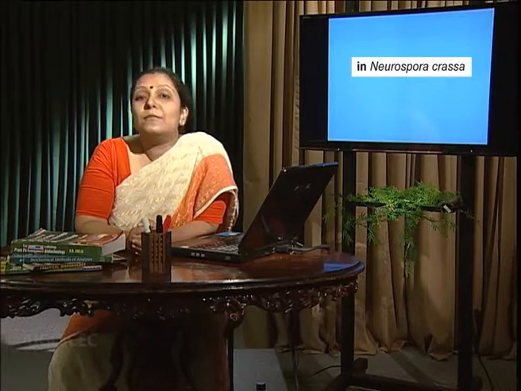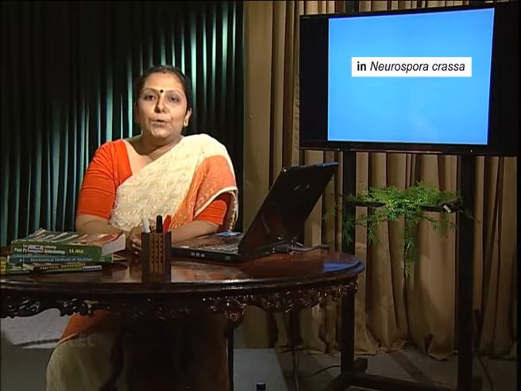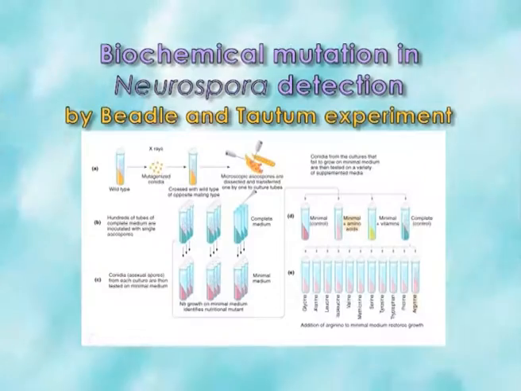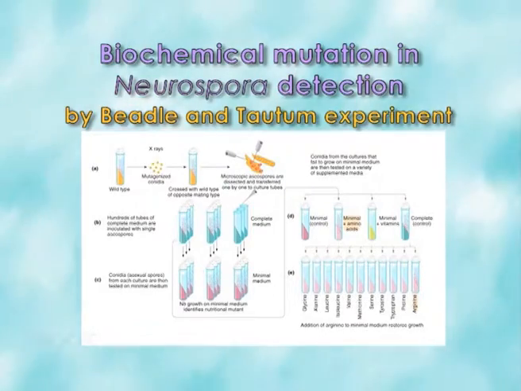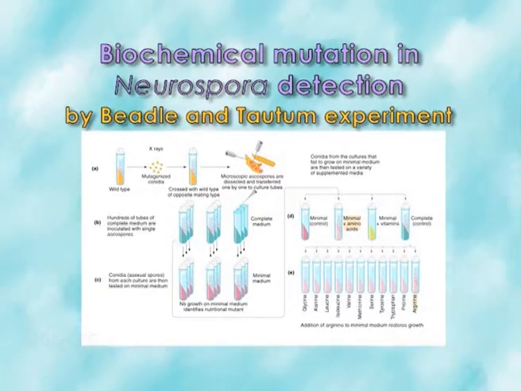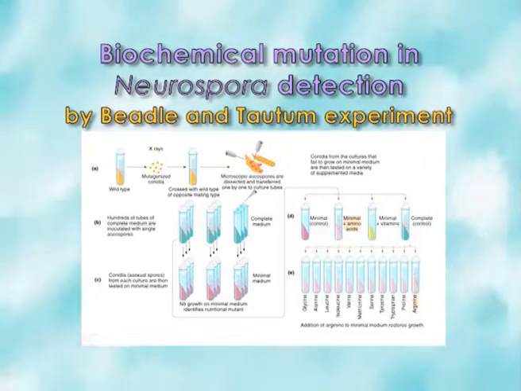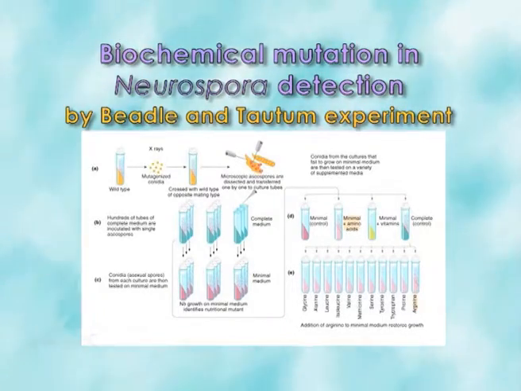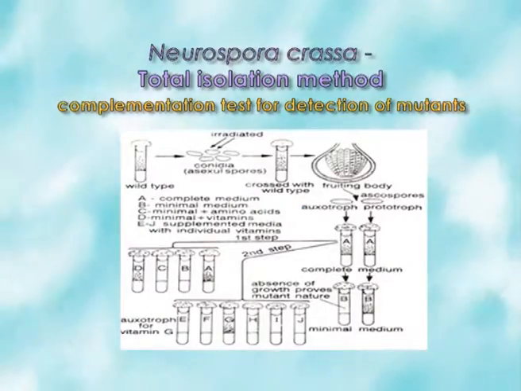Now let's talk about the biochemical mutation in Neurospora crassa. Beadle and Tatum detected auxotrophs: they would not grow in the minimal medium, but in the supplemented medium, given specific nutrients like pyridoxine and thiamine, they were able to grow. What was found? The total isolation method.